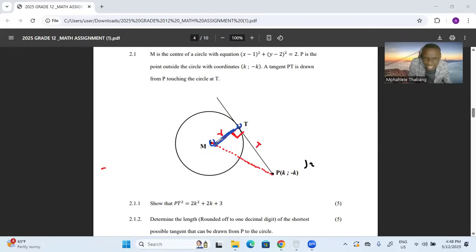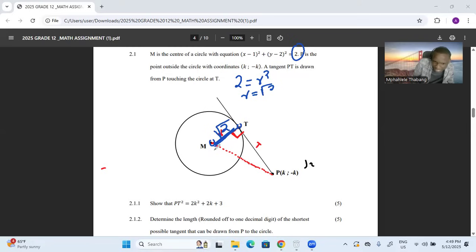You can get the radius from the equation of a circle. Don't try to find the distance from M to T directly. On the right side of the equation of a circle, remember, x minus 1 squared plus y minus 2 squared equals 2. That is the equation of a circle, and that 2 is equal to r squared. You take the square root of both sides, so r is the square root of 2. So the distance from M to T is the square root of 2.